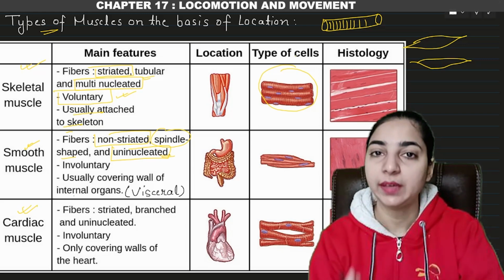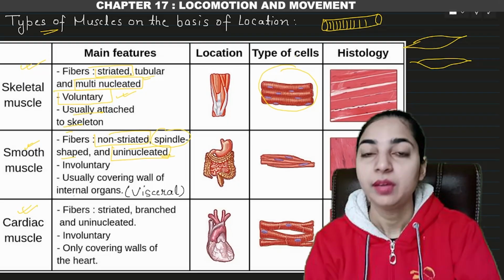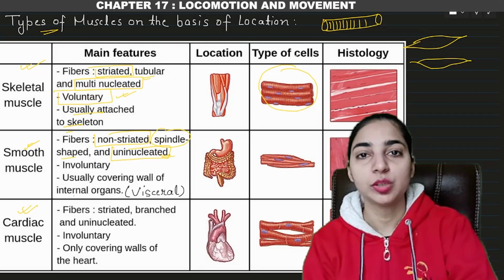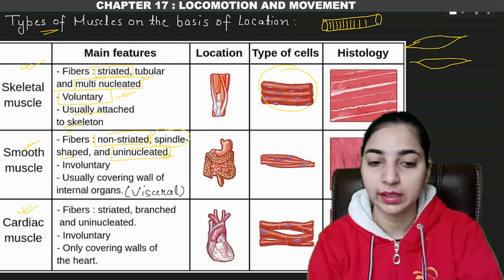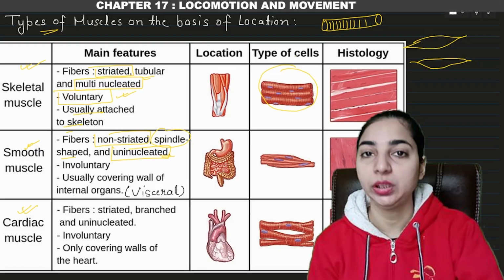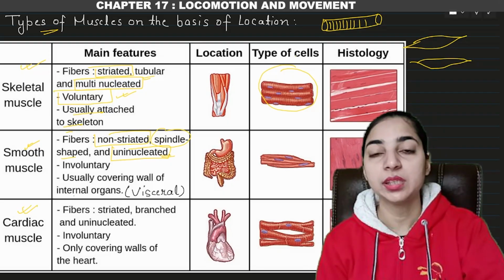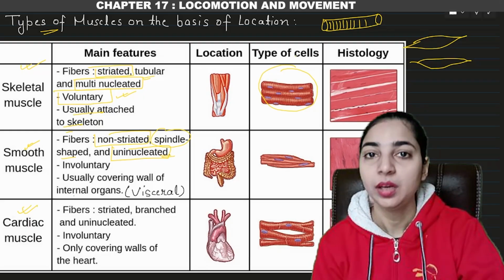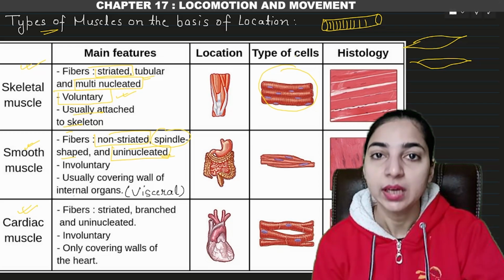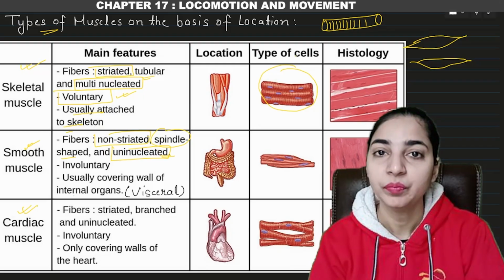So you can see the differences between the skeletal muscle and the smooth muscle. Skeletal muscle was cylindrical in shape, whereas the smooth muscle is spindle shaped. The skeletal muscle was striated, whereas the smooth muscle is unstriated or non-striated. The skeletal muscle was multinucleated and the smooth muscle is uninucleated. So you can write down the differences among them. The fourth difference is that the skeletal muscles are voluntary muscles. We can control their activity, or the nervous system controls their movement, whereas the smooth muscles are involuntary muscles. The nervous system does not control them. That means we cannot control the movement of the smooth muscle.